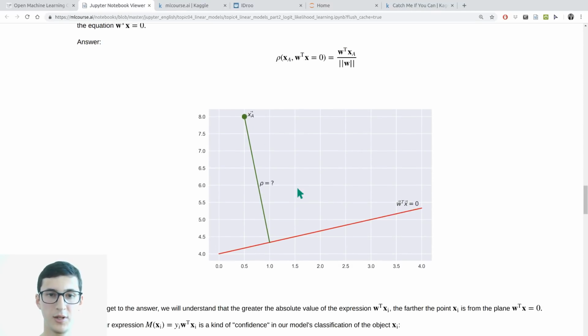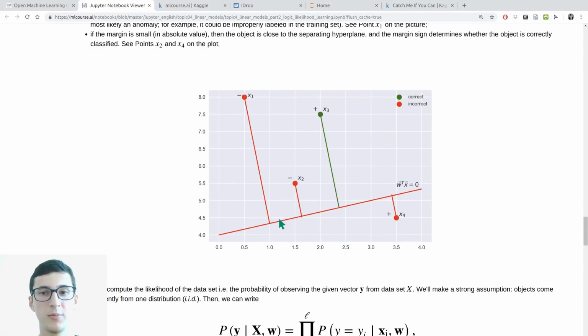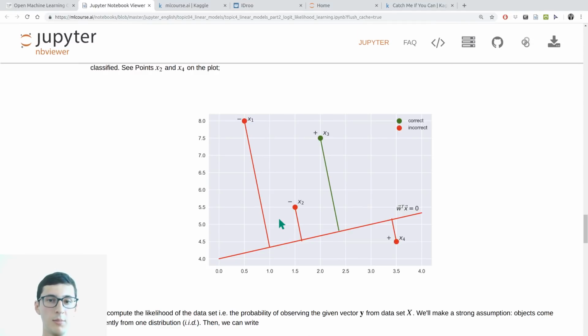The idea is really simple. So the very same derivation of a distance from a point to a hyperplane. If we multiply it by a label, you see what we get here. It's going to be some estimation of how confident the model is in its prediction.